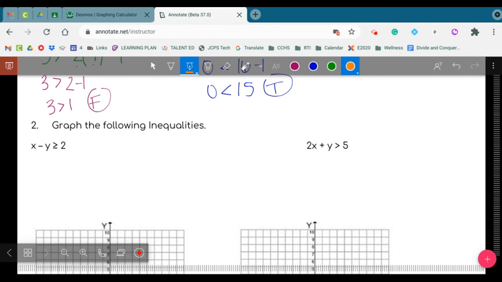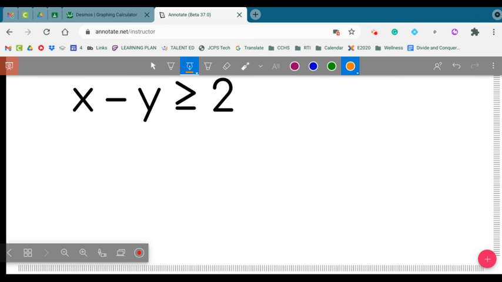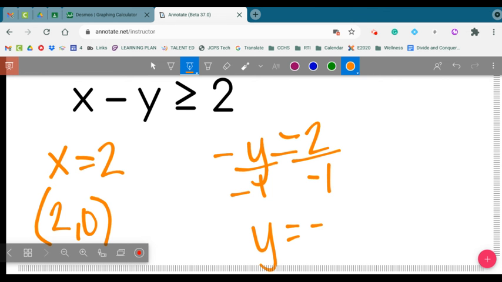Okay, we have to graph these inequalities. So these two are both in what we call standard form. So we have to find our x and our y intercepts. So we're going to have x is greater than 2. We can just get rid of the inequality sign. So x equals 2. So our x-intercept is (2, 0). Then we're going to have negative y equals 2. So that means our y-intercept is going to be -2.